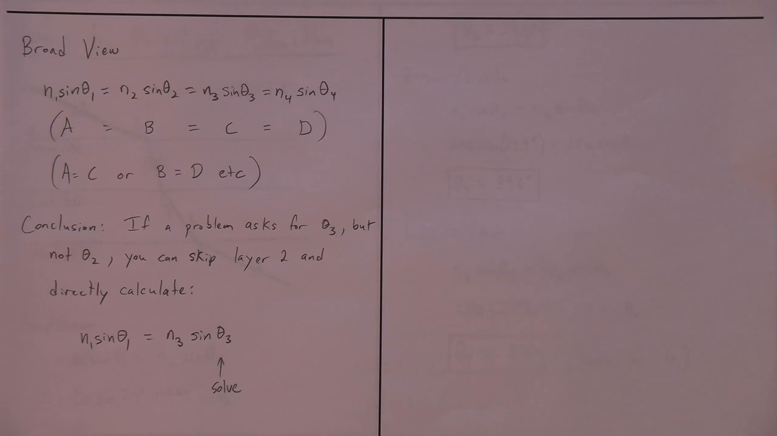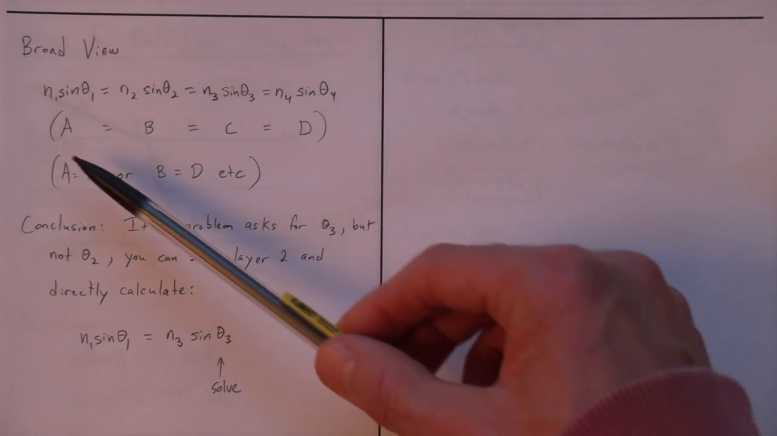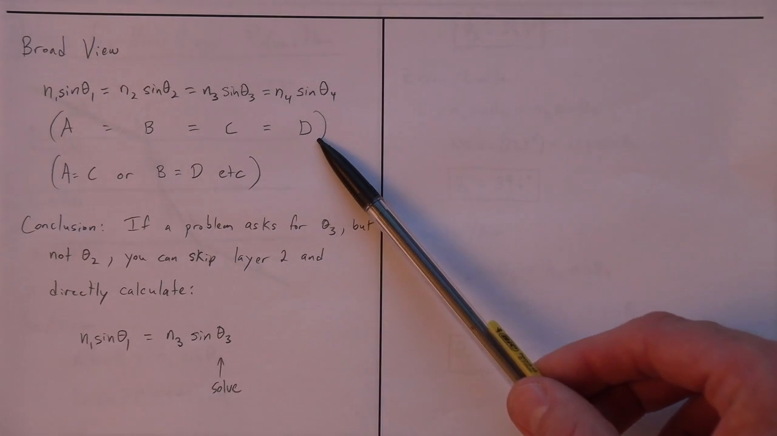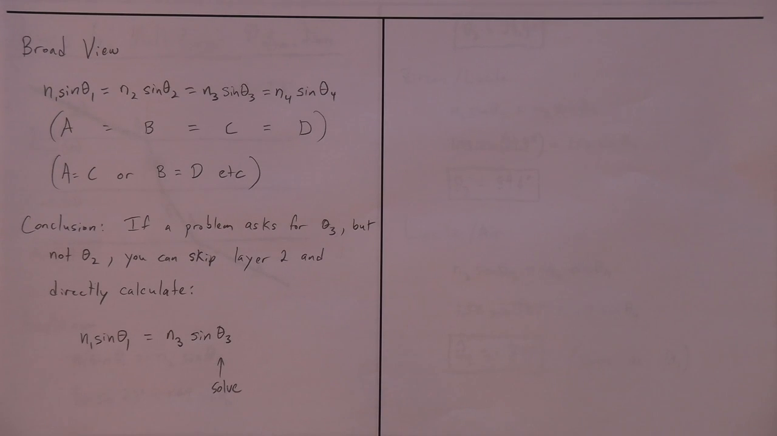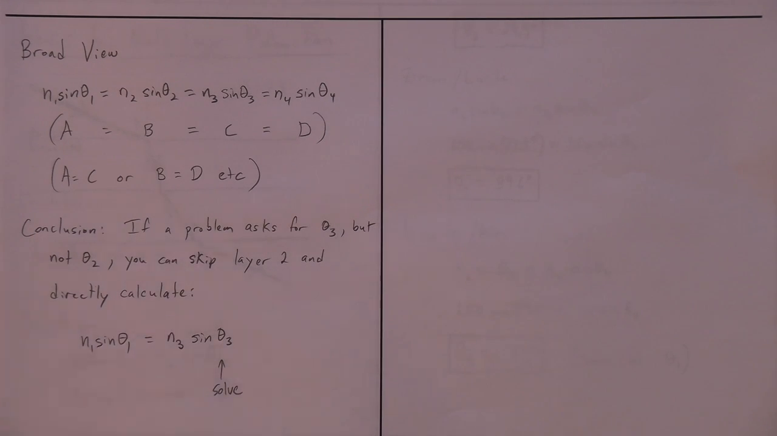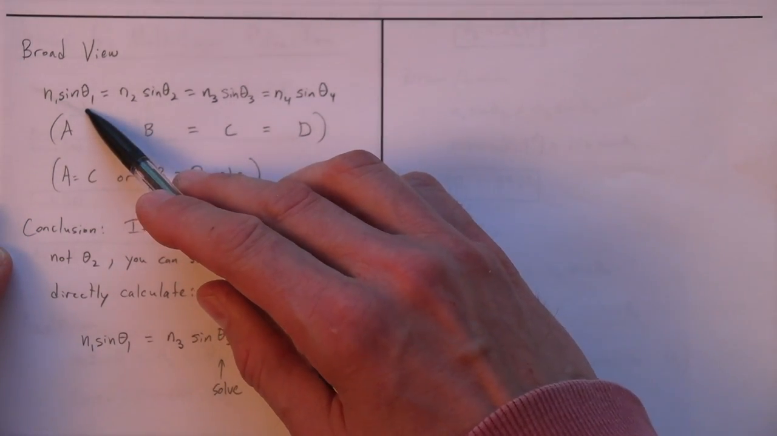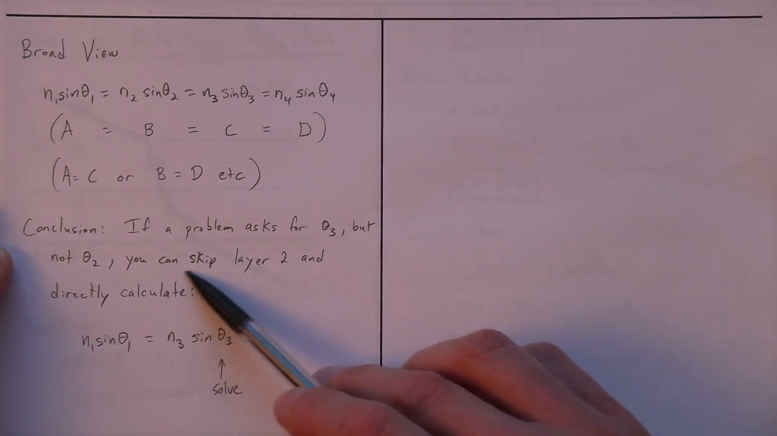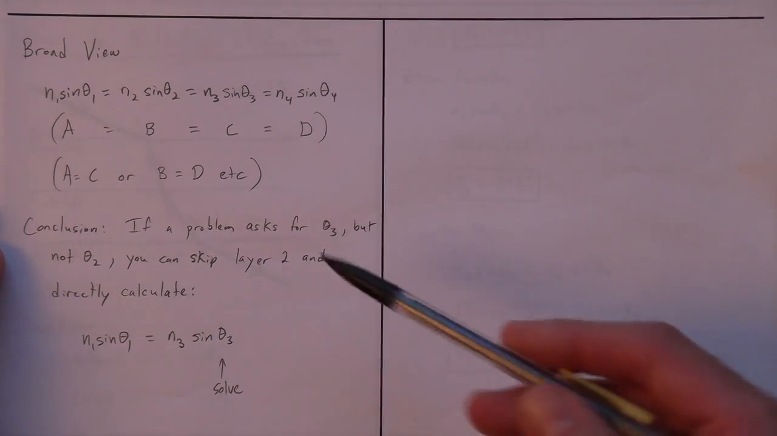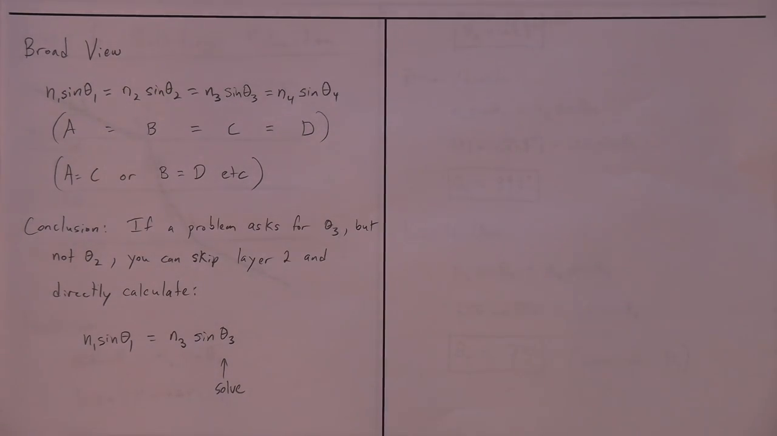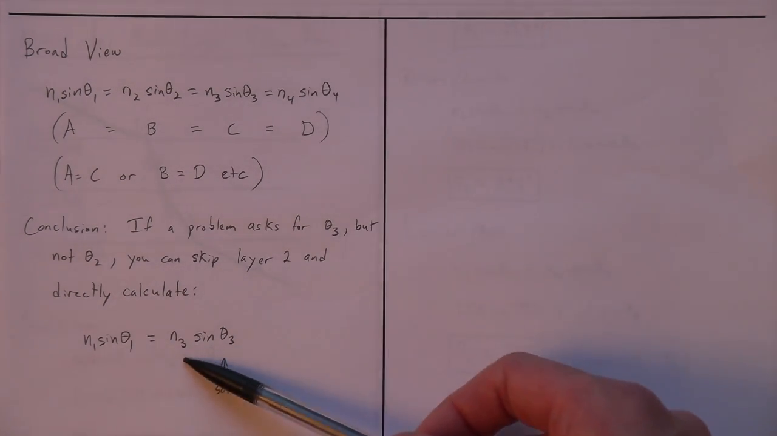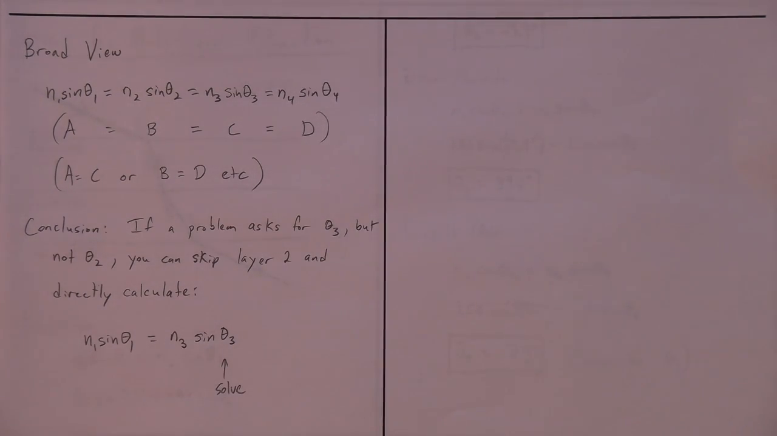And so from math, you know that if A equals B equals C, you could say A equals C. Or B equals D. You could use any of these four terms and equate them to each other because they're all equal. Why do I point that out? If a problem asks for theta 3, but not theta 2, so it gives you theta 1 and it's asking for theta 3, you can skip layer 2 and directly calculate angle 3. So only calculate what you need to. You can set 1 equal to 3, 1 equal to 4, or any pairs and get the number of what they're asking you to calculate.